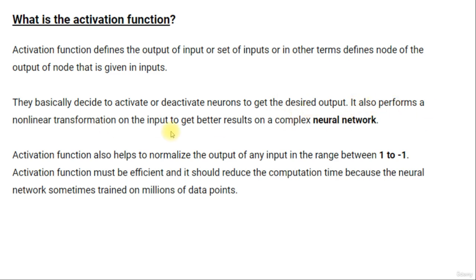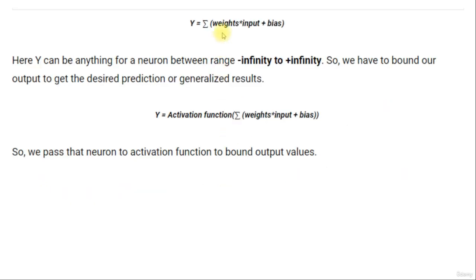It also performs a non-linear transformation on the input to get better results in a complex neural network. An activation function also helps to normalize the output of any input to a range between -1 and 1. Activation functions must be efficient and should reduce computation time, because neural networks are sometimes trained on millions of data points.